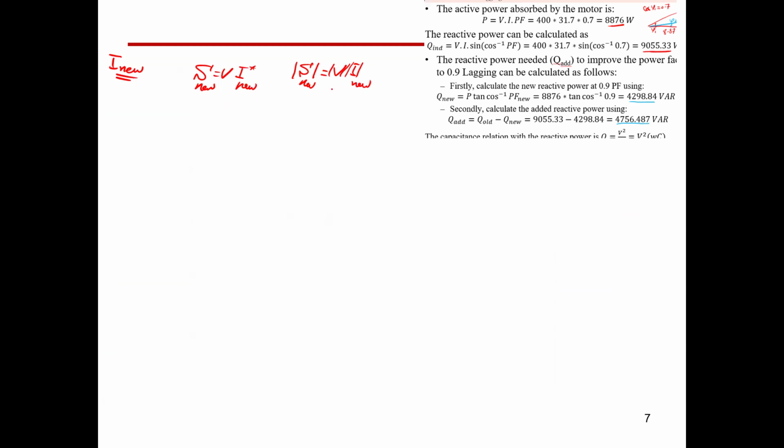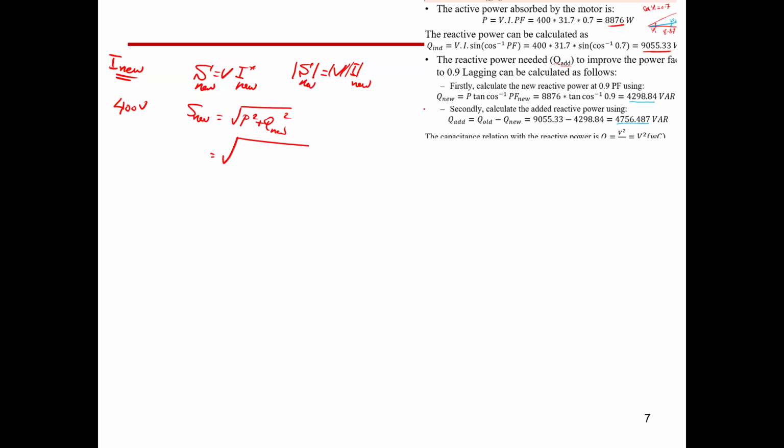But for the grid connected load, the power factor correction will not affect the supply volt, or we assume that the supply volt is constant all of the time. So we have the volt equals 400 volts, and we need to calculate I nu. So I need to get S nu. I can get S nu by means of S nu equals square root P square plus Q nu square. Is it correct?